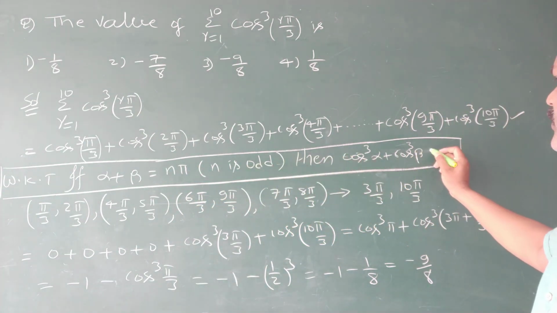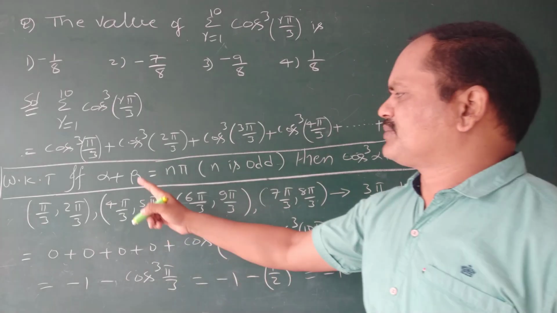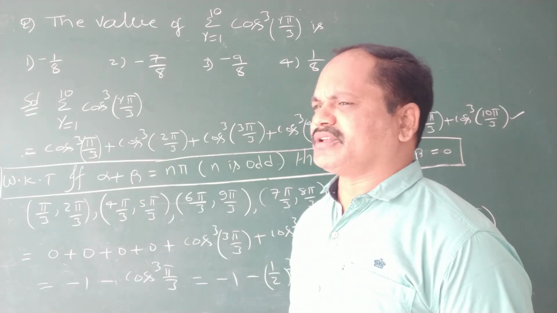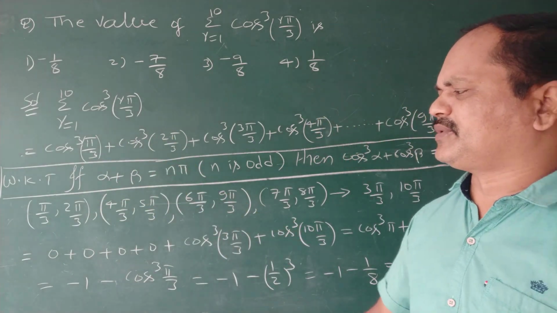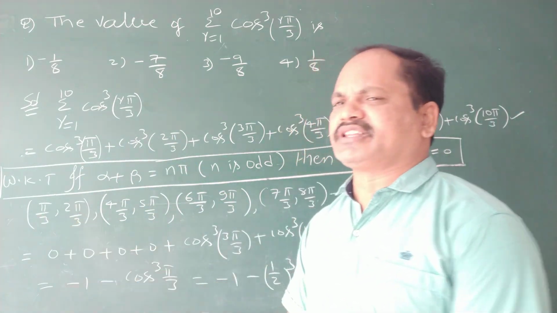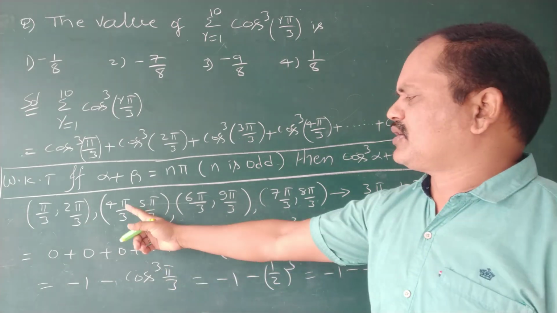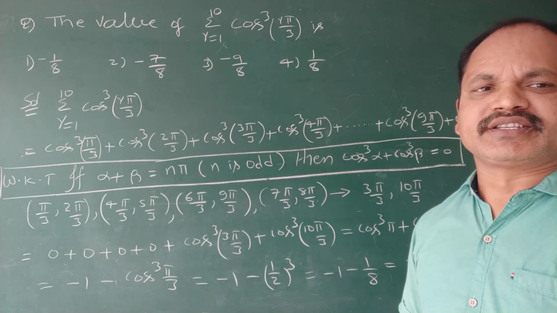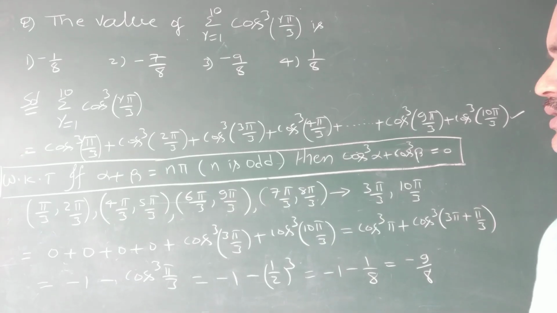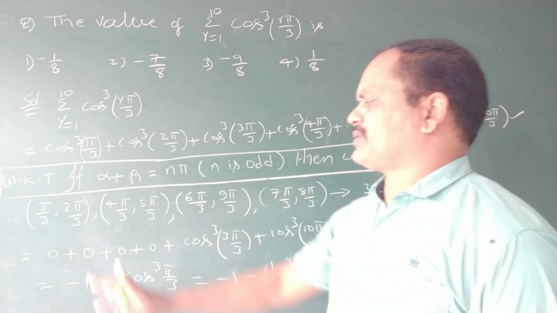That's why here observe pi by 3 and 2 pi by 3, the sum of them. If alpha is pi by 3 and beta is 2 pi by 3, then the sum of them, pi by 3 plus 2 pi by 3, is pi. And 4 pi by 3 plus 5 pi by 3 is 3 pi, since that is 9 pi by 3. So pi by 3 plus 2 pi by 3 is pi.